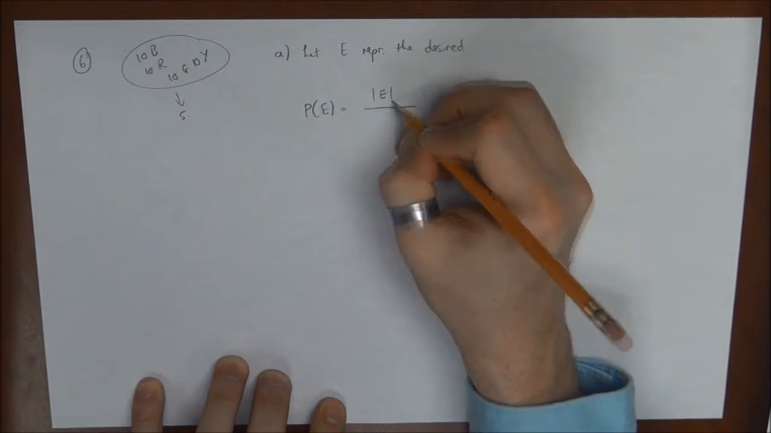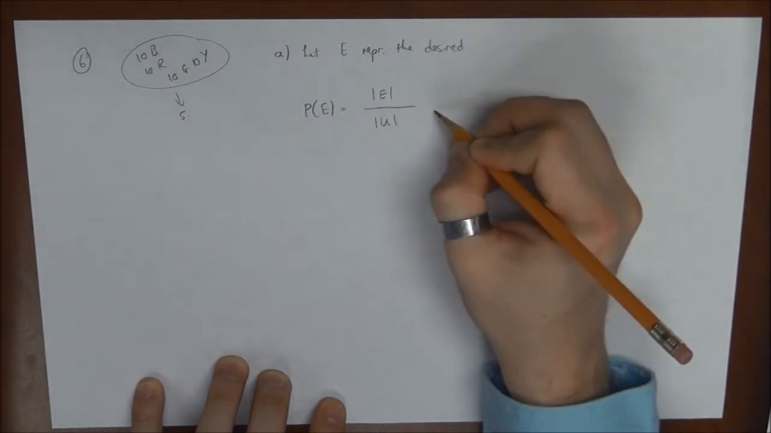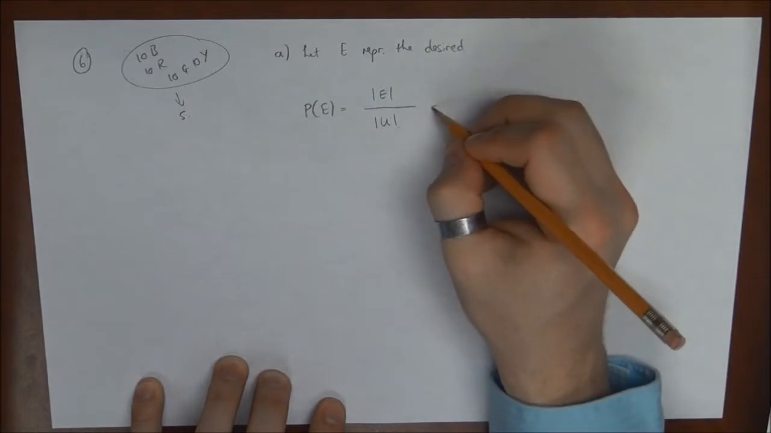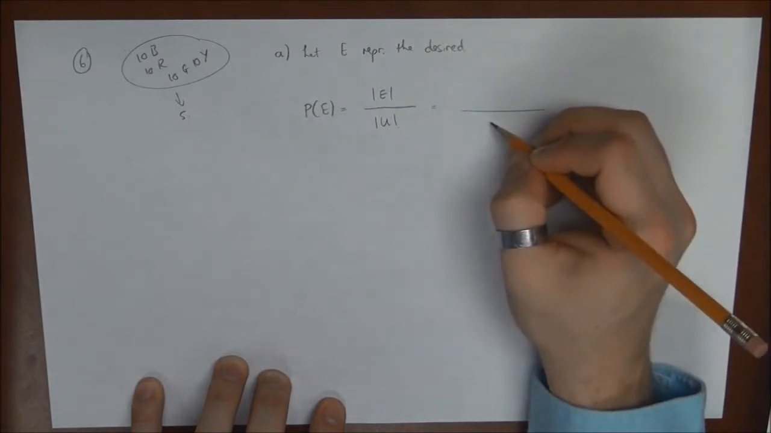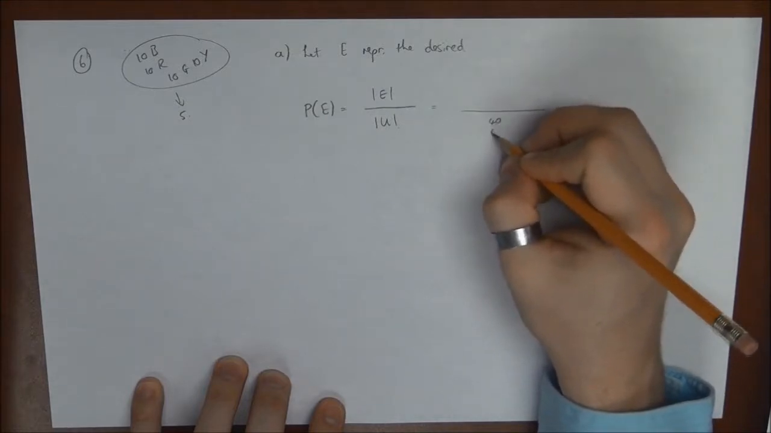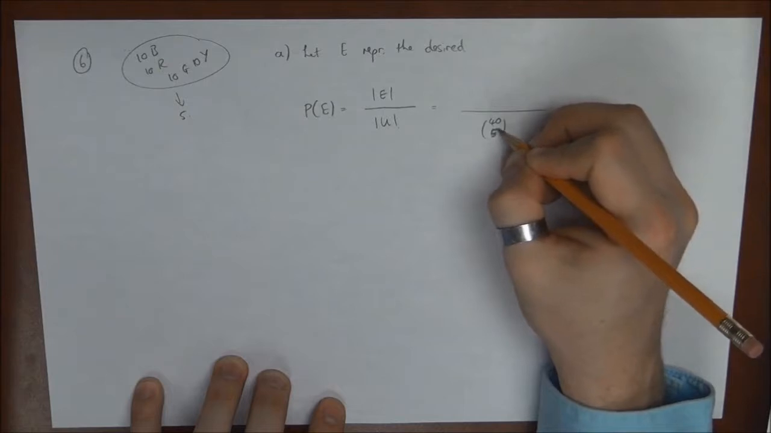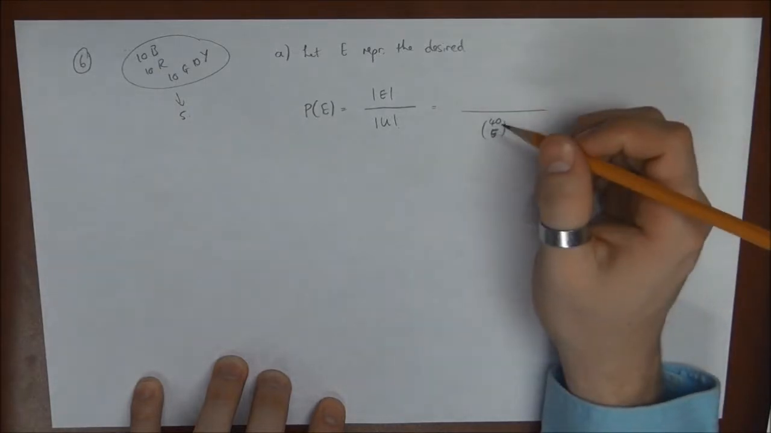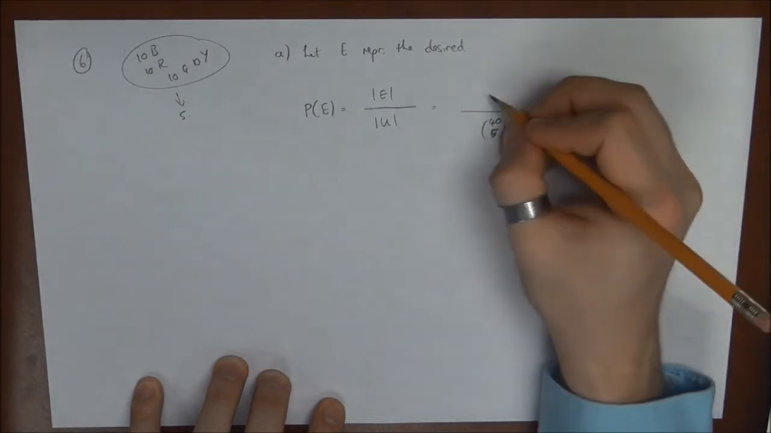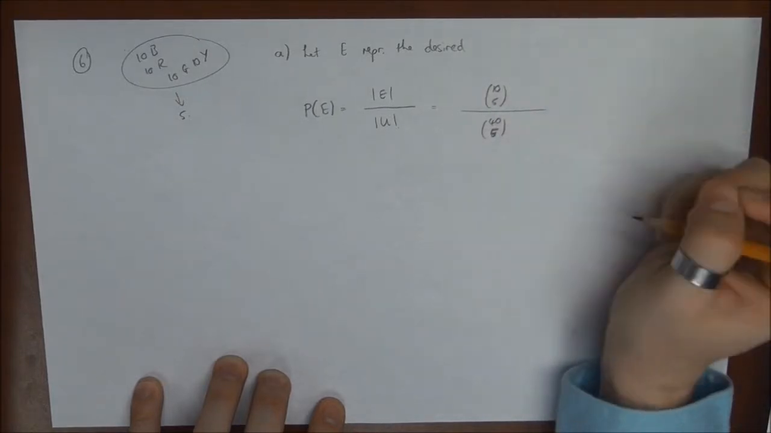Now remember, that is the number of ways to get that restriction divided by all possible ways. So bottom first, without any restriction, how can I select 5 balls from 40? 40 choose 5. How can I get only green balls? Well, I have 10 green balls. I want to select 5 of them and I'm done.